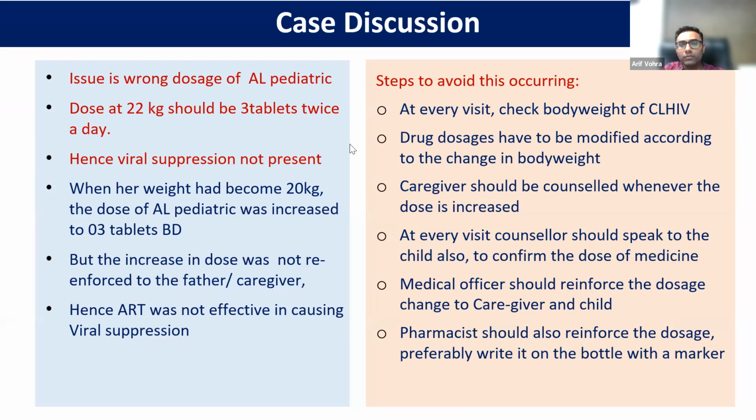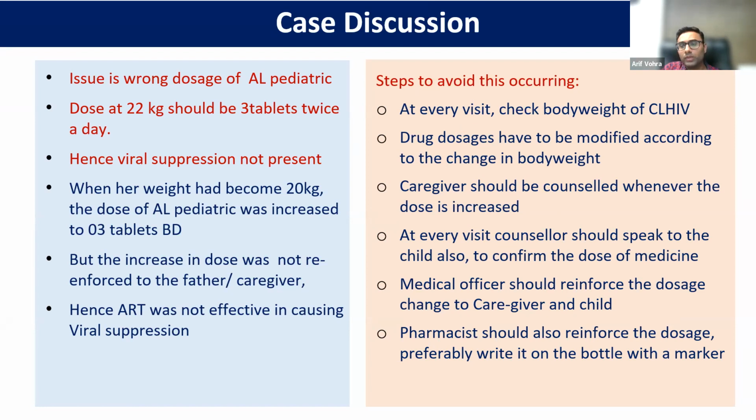At every visit, always check the body weight of the child. Then the drug needs to be modified according to that body weight. You should have a drug dosage chart very near to you. You can refer to that drug chart and modify the drug dosage according to the weight of the child.